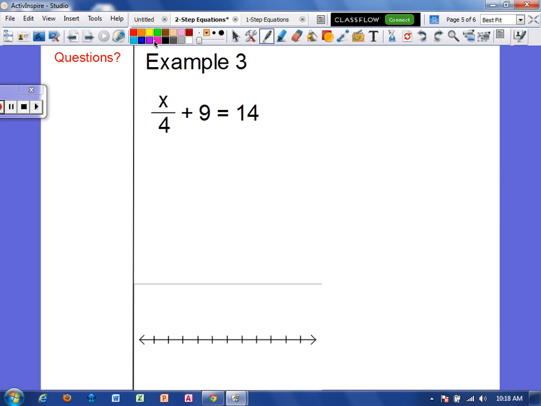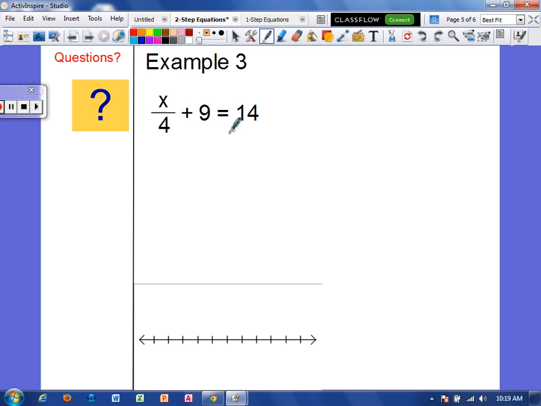Alright, example 3. X divided by 4 plus 9 equals 14. Now, we don't see a coefficient here, but we do see a number that, as we see it, looks like it's kind of attached to x. So it's the same thing. We have a mystery value, and we want to figure out what that actually means.